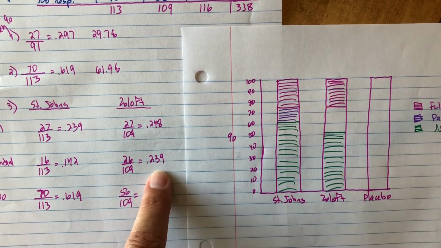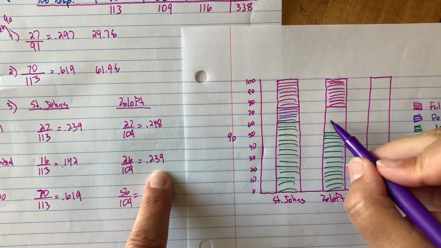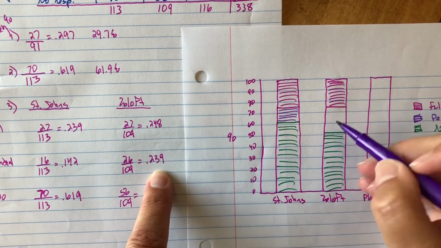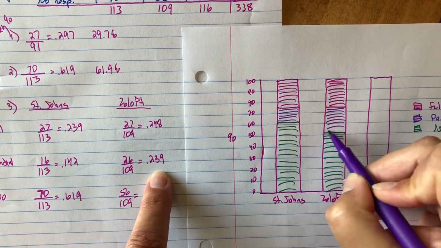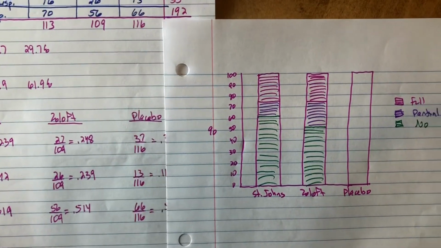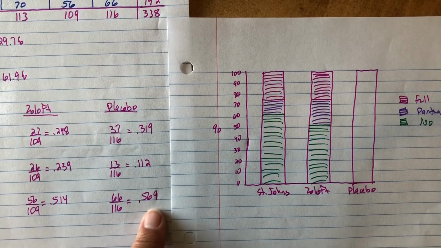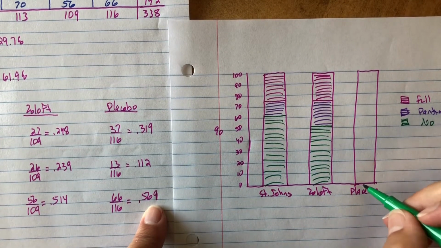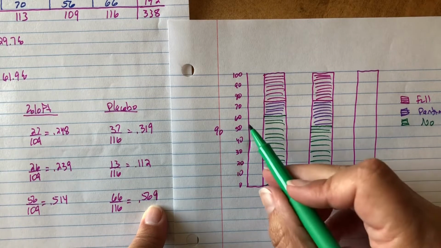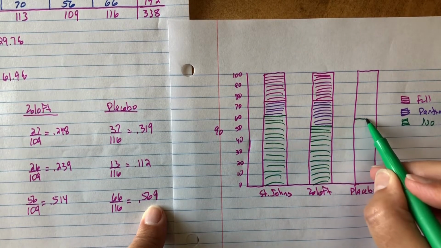And then this in the middle should be about 23, 24. And there's 10, yeah, it looks about 24. Okay, and then we'll do the same for placebo. Let's see, 56.9, so about 57. So 57, probably around there.